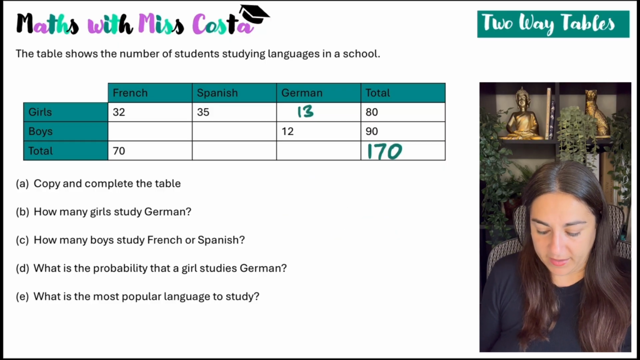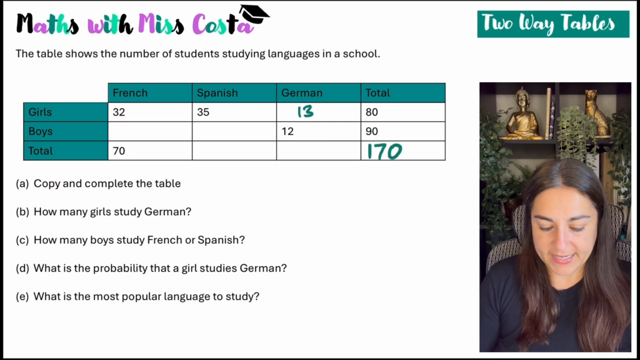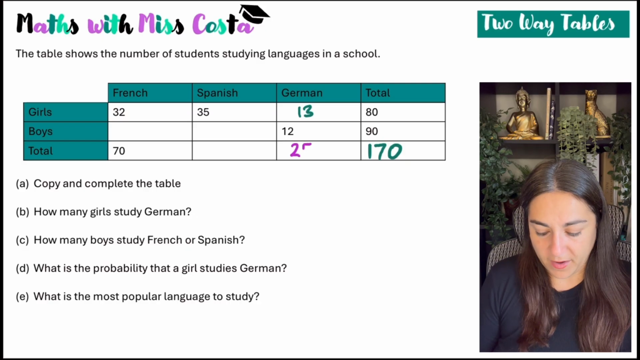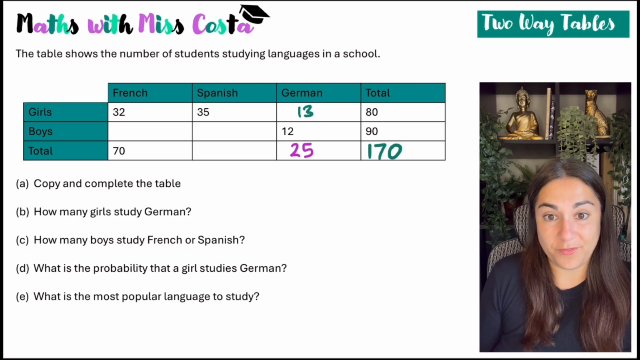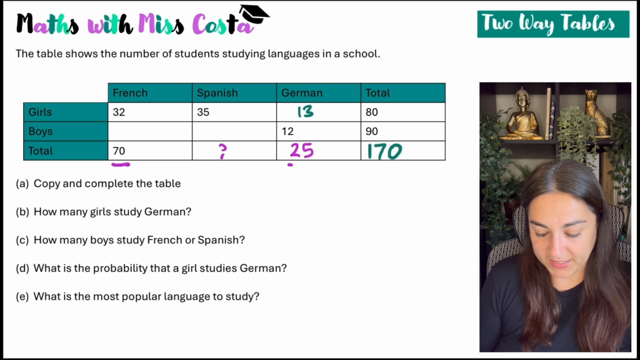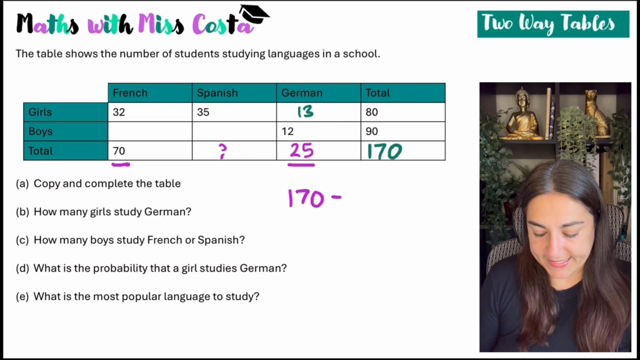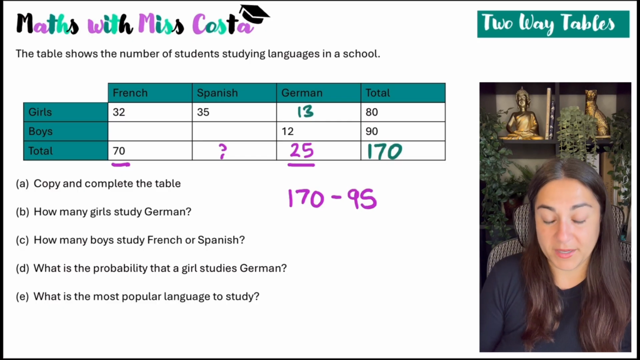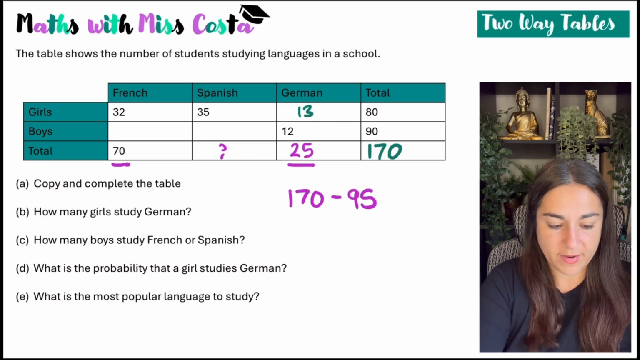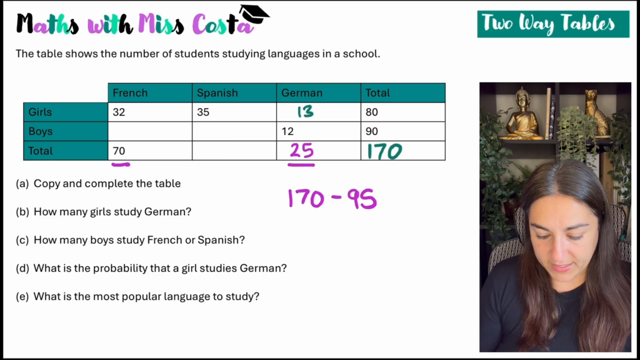What's the next bit that I could work out? Well, over here, I just have to add these two numbers together because this is a total. So 13 plus 12 is 25. Now I've filled out another piece of information. Here I know that 70 plus this plus 25 must equal 170. So I'm going to do 170 take away 95, because 70 plus 25 makes 95. And 170 take away 95 is 75. So I've worked out another piece of information.